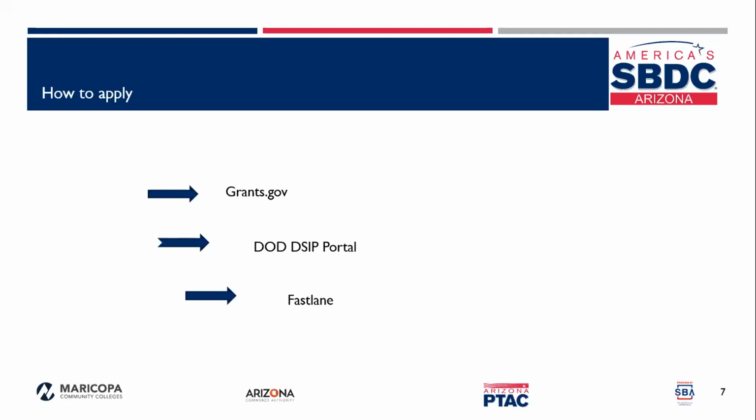For the Department of Defense, you're going to go through the DSIP portal, entirely different from grants.gov. And you really need to know how to use that DSIP portal. National Science Foundation uses FastLane. Again, completely different from grants.gov, completely different from the DSIP portal. Every single one of these application portals has its own nuance, and it's really important that you understand how those application portals work.